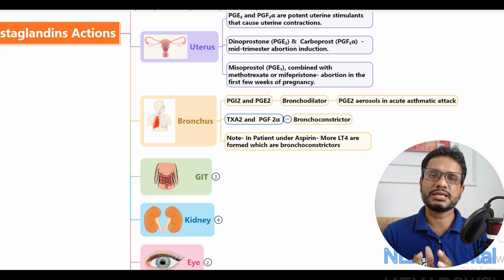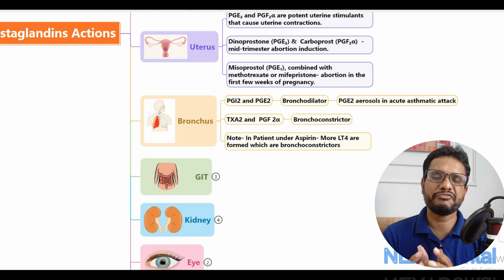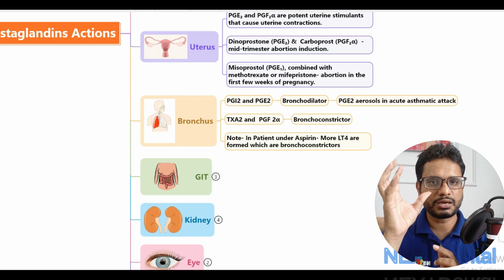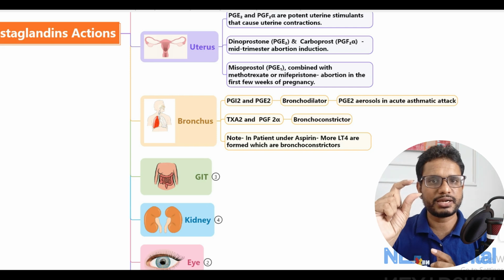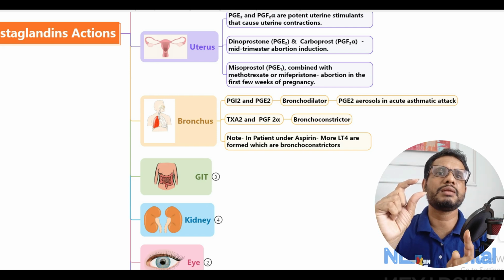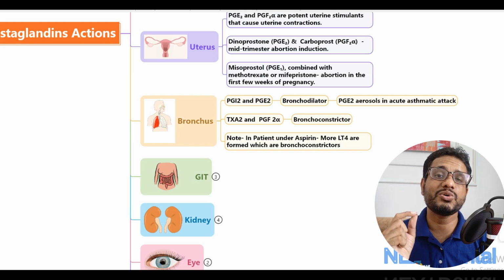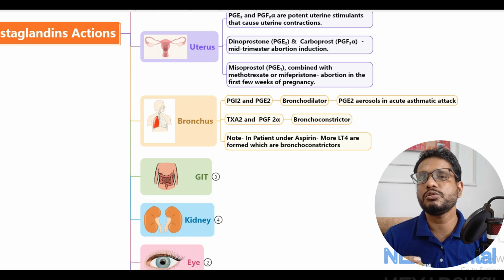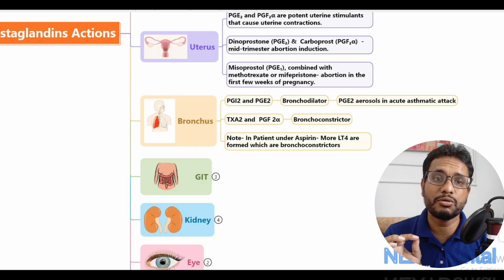You have to understand here that if you are giving aspirin to the patient, you will be blocking the COX pathway, but arachidonic acid is already there, so it will be converted into more and more leukotrienes, and these leukotrienes also precipitate asthma, and that's why aspirin can also precipitate asthma. That is an important takeaway from all this discussion, which is beyond the PGs here.